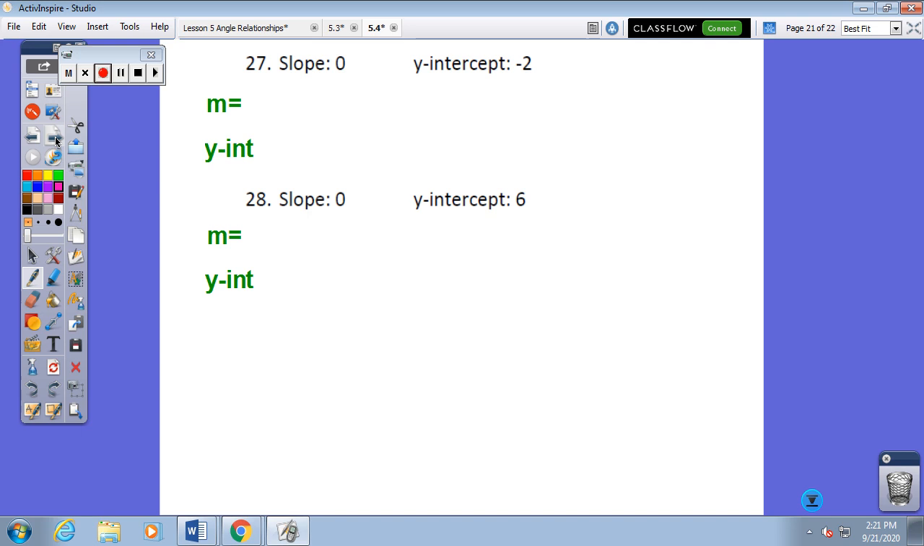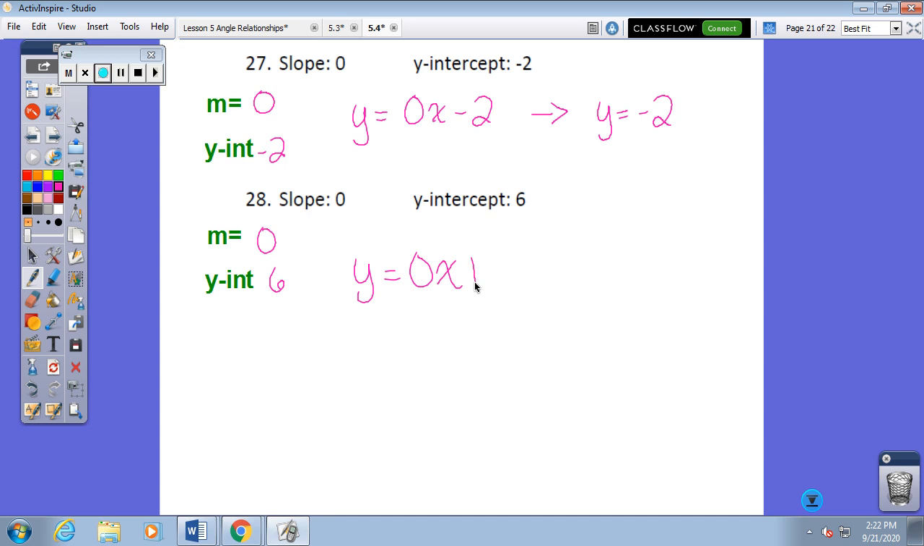Okay. So slope here on this one is 0. Y-intercept is negative 2. So you get y is equal to 0x minus 2. But we're not done. 0 times x is 0. So y is equal to negative 2. There's no slope. It gets rid of that x value there. So again, this one, y is equal to 0x plus 6. Therefore, simplified, y equals 6.